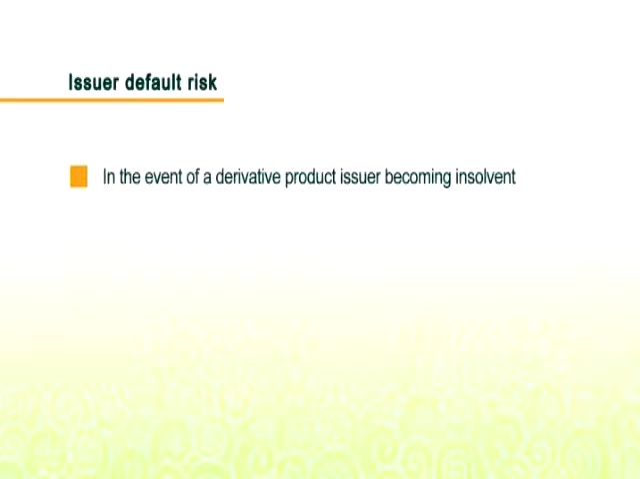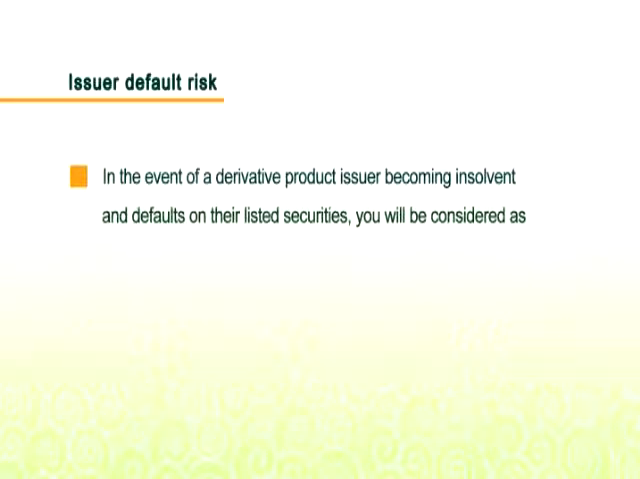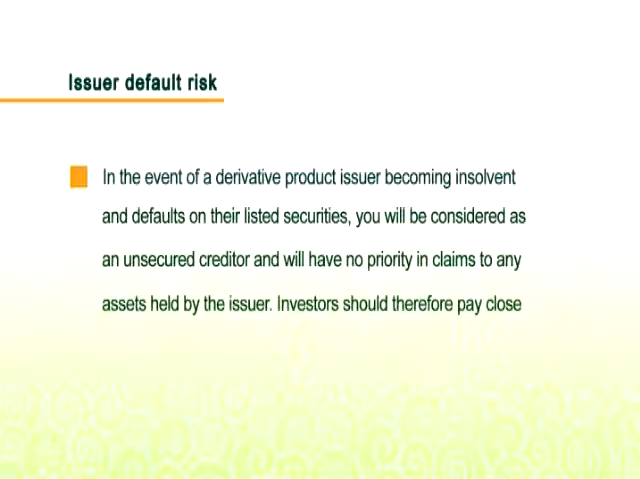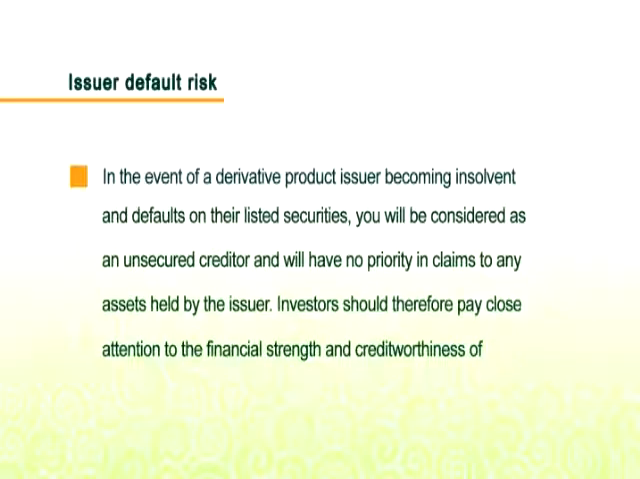In the event of a derivative product issuer becoming insolvent and defaulting on their listed securities, you will be considered as an unsecured creditor and will have no priority in claims to any assets held by the issuer. Investors should therefore pay close attention to the financial strength and creditworthiness of derivative product issuers. If the counterparty of the derivative defaults or becomes insolvent, you may lose all of your investment.